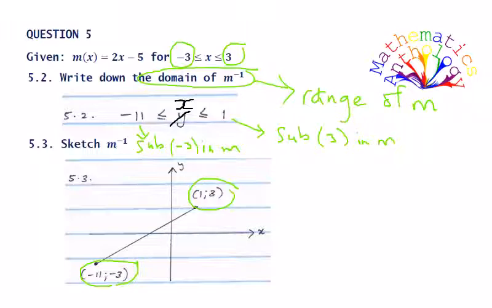Okay, so 5.3, let's sketch the inverse graph of m. To sketch the inverse graph of m, remember the first rule for inverse is swap x and y. So we're going to take both our coordinates, and all we do is we swap the coordinates around. So our lowest coordinate in the original was negative 3 and negative 11, and now it will become negative 11 and negative 3. Our highest coordinate in the original was 3 and 1, now that becomes 1 and 3. All you do is you plot those 2 points, join the graph, and that's your inverse graph.